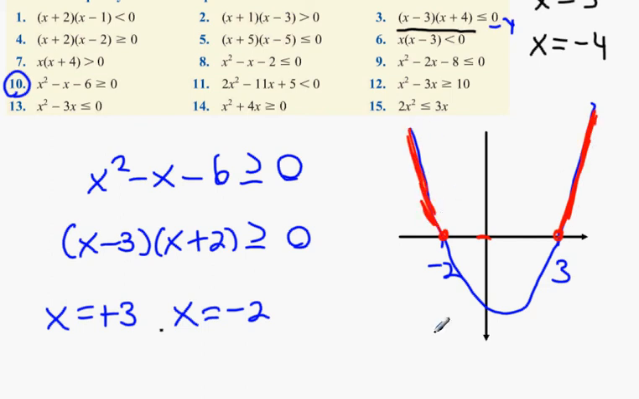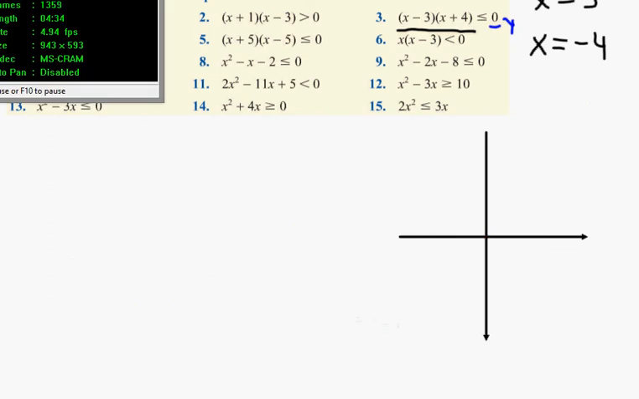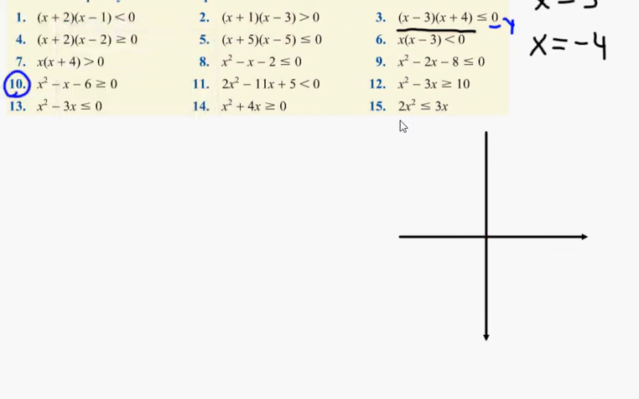So there are two answers for this. x is smaller than or equal to minus 2, or x is bigger than or equal to 3. That's your two answers. Okay? Next one is number 15.